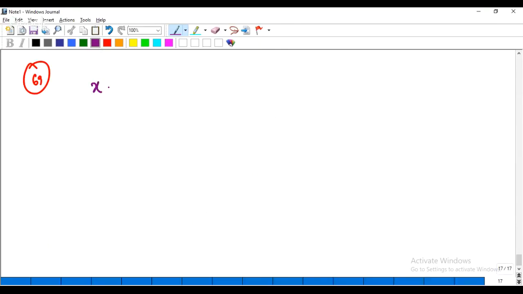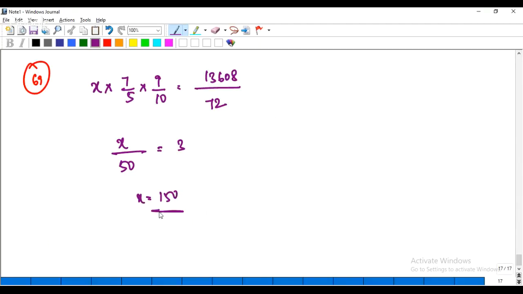Let the cost price be X. You're increasing it by 40%, which is 7 by 5. You're decreasing it by 10%, which is 9 by 10. Then the selling price of each shirt is 13608 by 72. You cancel it, you will get simply X by 50 is equals to 3, X is equals to 150.